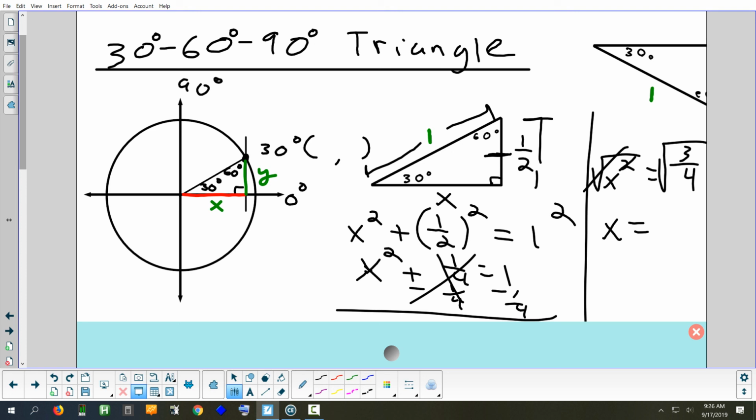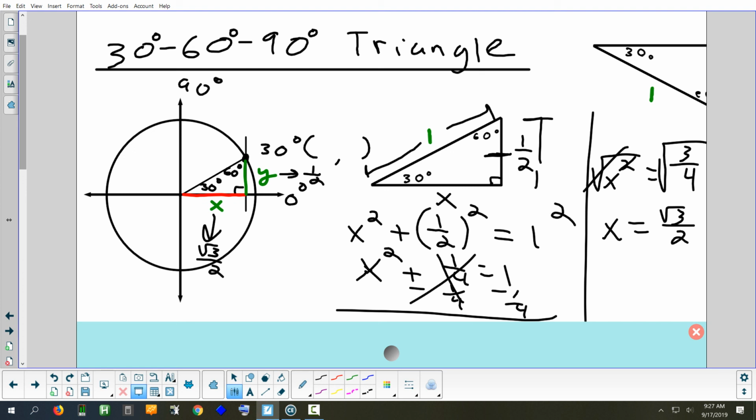So x equals. How do I take the square root of 3/4? Take the square root of the top and the bottom separately. Yep. This time, once we do that, we're done. We don't end up with a square root in the bottom. And that's the final answer for x. All right. So now we know this side is square root 3 over 2. This side is a half.